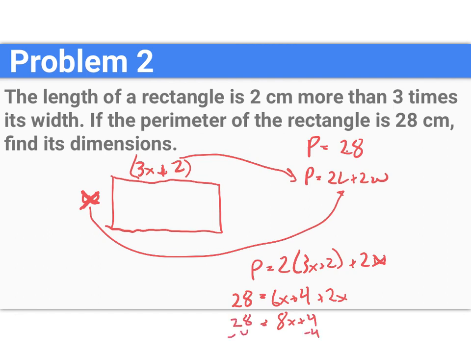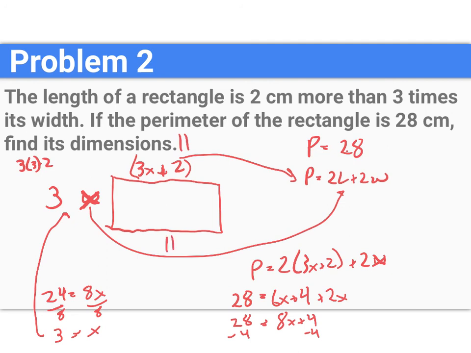Subtract 4, subtract 4. 24 equals 8x. Divide by 8. X equals 3. So if x equals 3, then 3 times 3 plus 2 is 11. And so if this side is 11, this side must be 11. If this side is 3, this side must be 3. So 11 plus 11 is 22, plus 6 is 28. So it works. That's how you check.